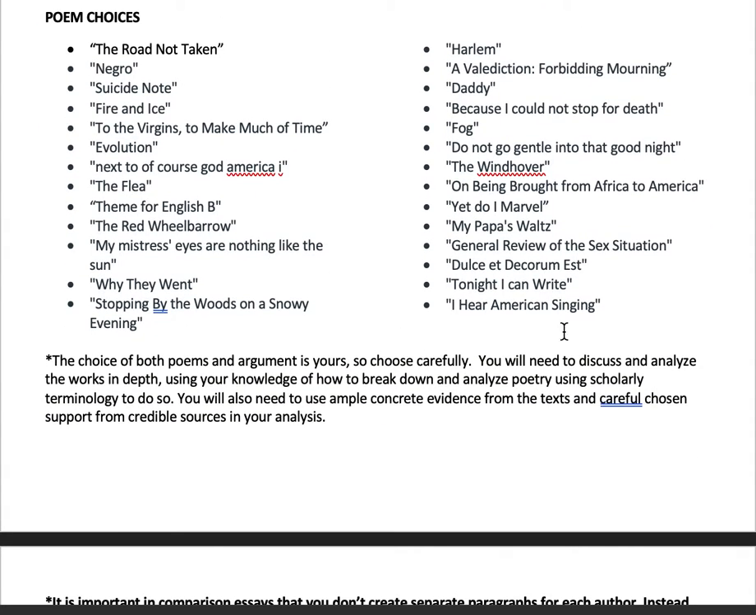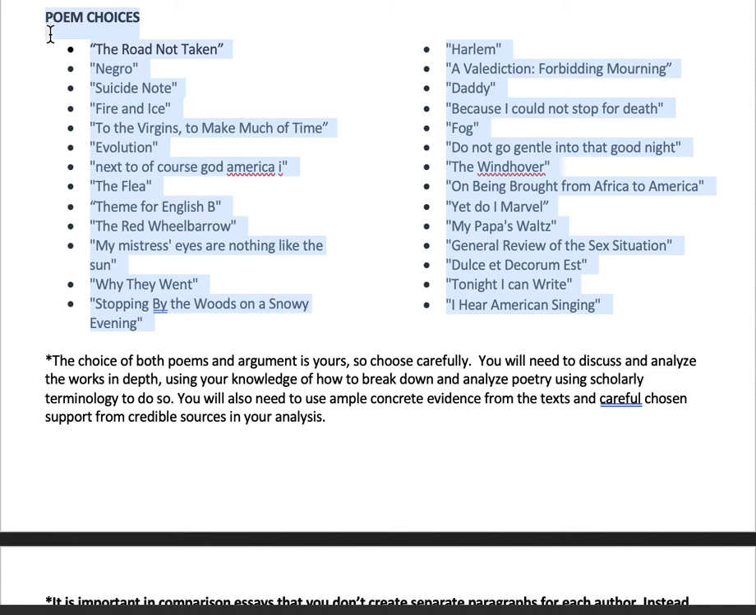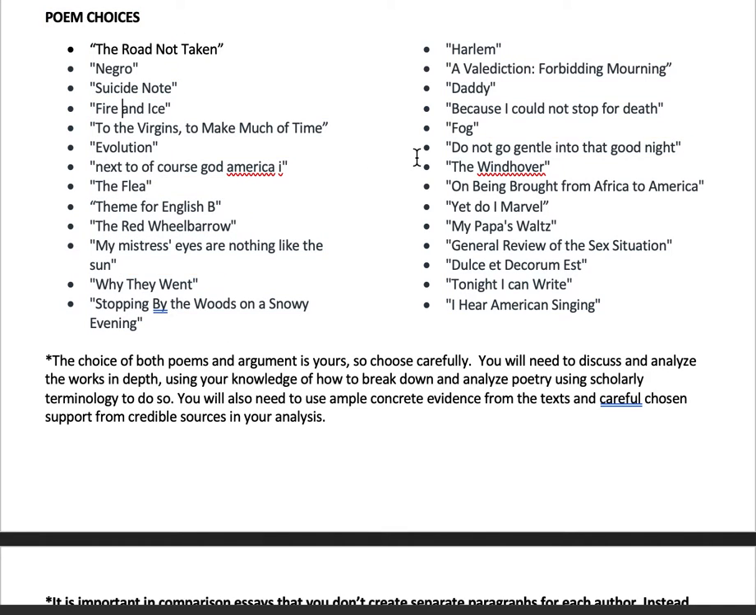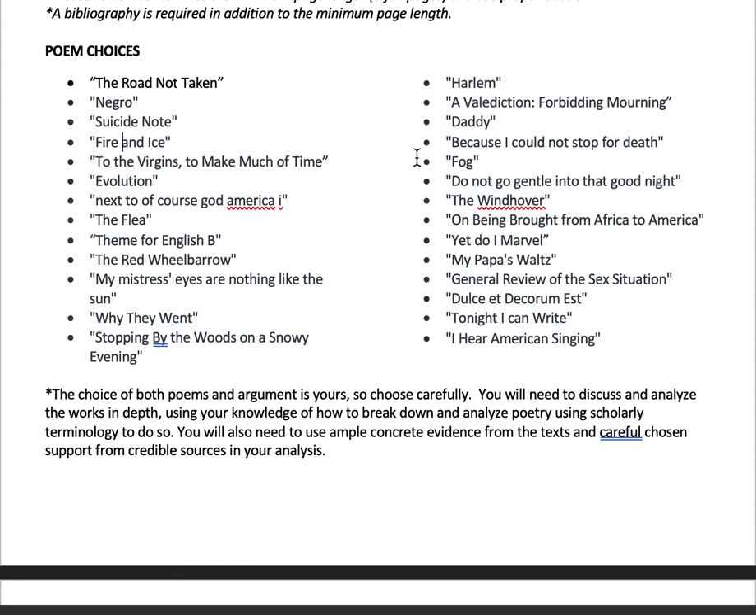Here are all of the poem choices that we read in this unit. There's a lot of them, so like I said, choose carefully, choose ones that you have enough to say about both poems. You need to use the scholarly language that we've discussed in this unit, so really look at these poems as a scholar, and then pull in really solid evidence from the poems and from your sources, so that's quotes, as credible source material to support your claims.